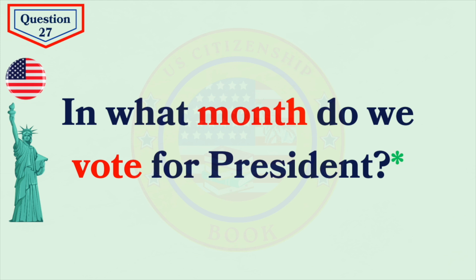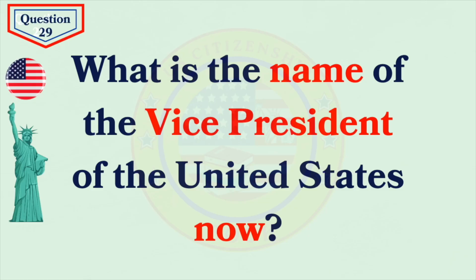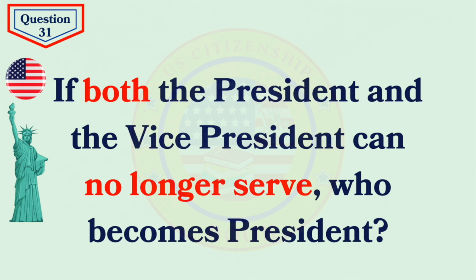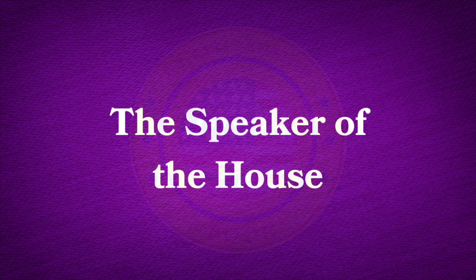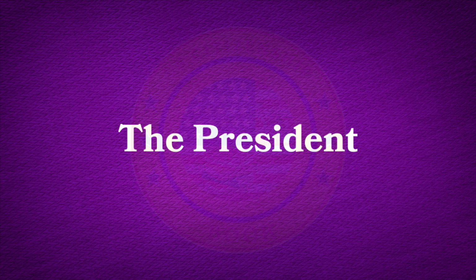In what month do we vote for president? November. What is the name of the Vice President of the United States now? J.D. Vance. If both the President and the Vice President can no longer serve, who becomes president? The Speaker of the House. Who signs bills to become laws? The President.